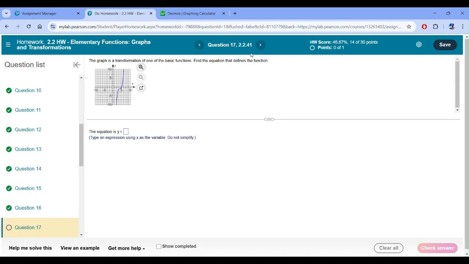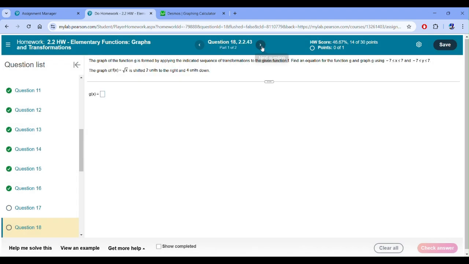Alright, this is just cubic function moved to the left. I'm sorry, moved to the right. So here they want the equation if it shifted 2 units to the right. Oh, okay, let's see, g of x. Find the graph of the function g formed by applying the indicated sequence of transformations to the given function f. Find an equation for the function g and graph it using negative 7 to 7 and negative 7 to 7. Oh, because they just don't want it to be that big. They don't want the x-axis because square root functions would just be forever.